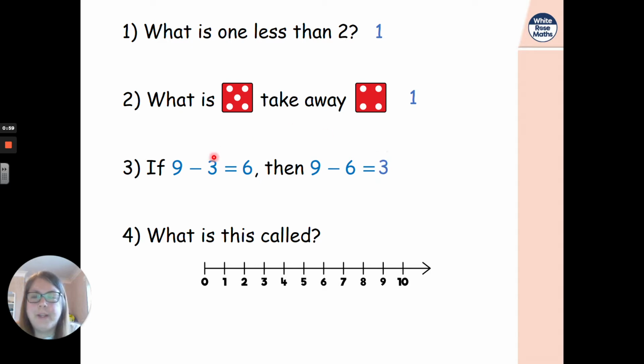If 9 take away 3 equals 6, then 9 take away 6 equals 3, doesn't it? Because if we know this number fact, remember, we can move our numbers around to make another fact, but just make sure that it makes sense depending on where your takeaway and your equal sign is and where the whole and parts go.